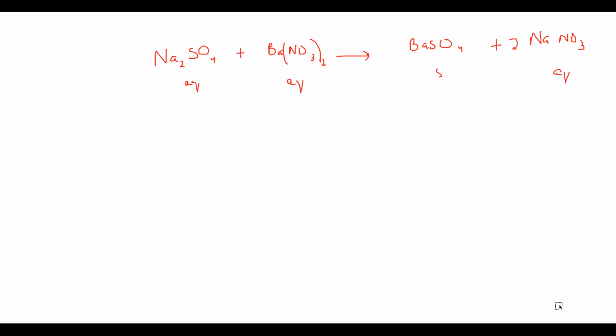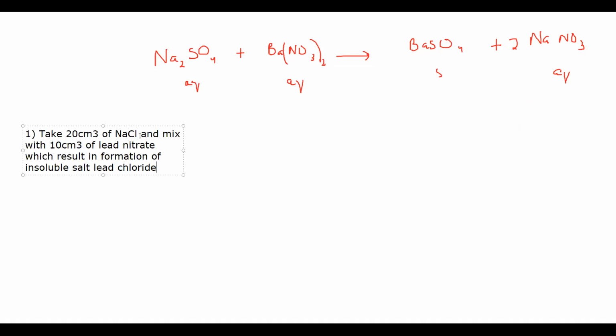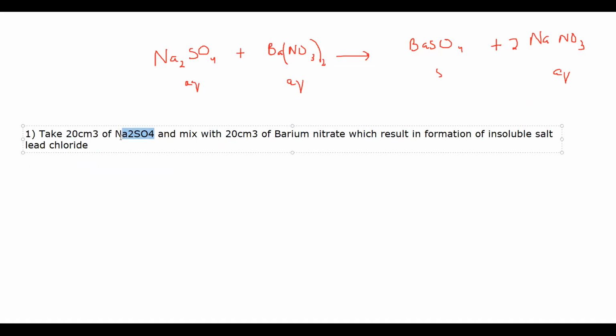So in this one, what will be the step here? If I'm taking 20 cm cube of sodium sulfate, then how much should I take? I should take the equal amount of barium nitrate. 20 cm cube, I should also take 20 cm cube because the ratio is the same. And then the other steps are similar.